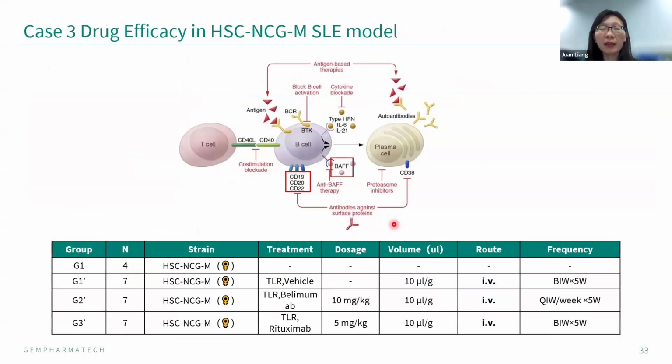And then we conducted the drug efficacy study in this HSC NCGM SLE model. In this study, we mainly focus on drugs targeting B cells. One drug we tested is belimumab. Belimumab is an antibody targeting BAFF, and BAFF is an important marker expressed in the B cells. Another drug we tested here is rituximab. This antibody is a CD20 antibody. CD20 is also a B cell marker.